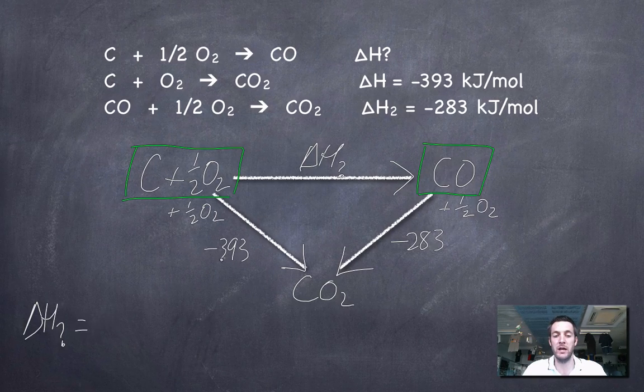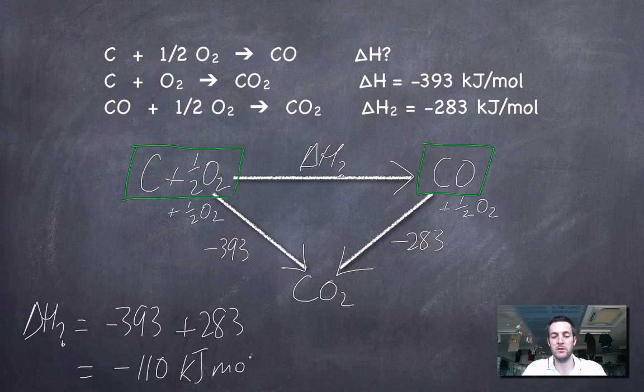So that's going to be adding minus 393 and then subtracting, because I'm going against this arrow, I'm doing this reaction in reverse. So I'm going to be changing the sign of that number, right? So I'm going to be subtracting minus 283. That's like adding 283, and that is equal to minus 110 kilojoules per mole. So hey presto, I found the enthalpy change for a reaction that I can't really carry out by using the enthalpy changes for two reactions that I can easily carry out.